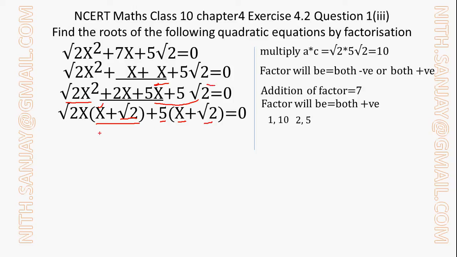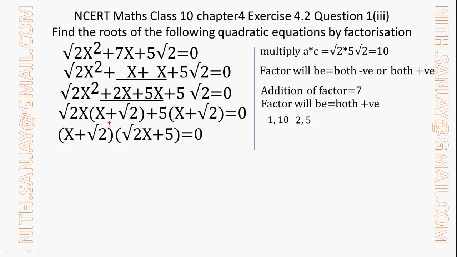Next I will take x plus root 2 common from this whole equation. So now what I will be left with, I have taken x plus root 2 common, this x plus root 2, this x plus root 2 I have taken common. So inside I am left with root 2x and plus 5. Right. Now to get the solution of this quadratic equation, I have to put both these factors equal to 0, because this whole equation will be equal to 0 if at least one of these terms is equal to 0.